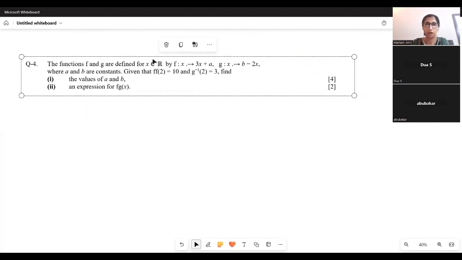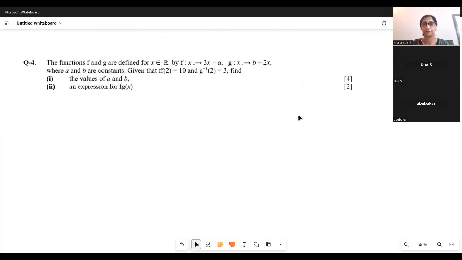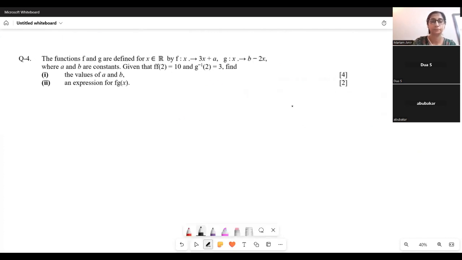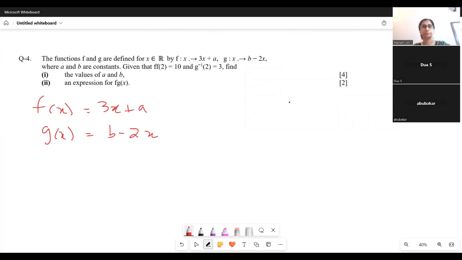Functions f and g are defined for x an element of real numbers, with f(x) equals 3x plus a, and g(x) equals b minus 2x, where a and b are constants. Given that ff2 equals 10, what is f2?